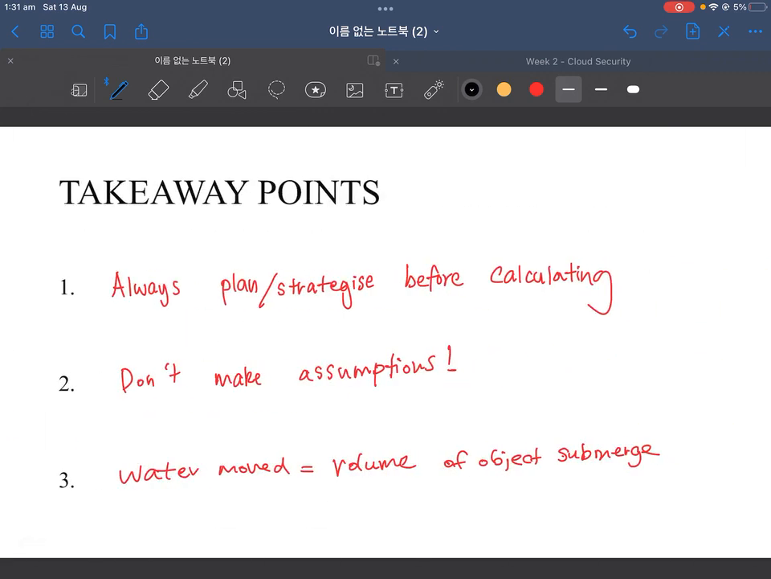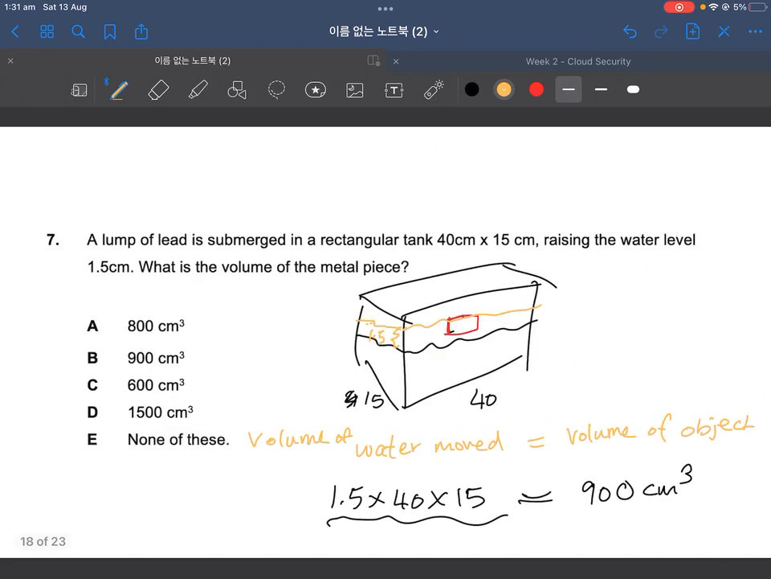And finally, volume of water moved equals the volume of objects submerged. And I say submerged because this is only in the context of water. That's referring to this question over here where we are talking about placing the lump into the tank.